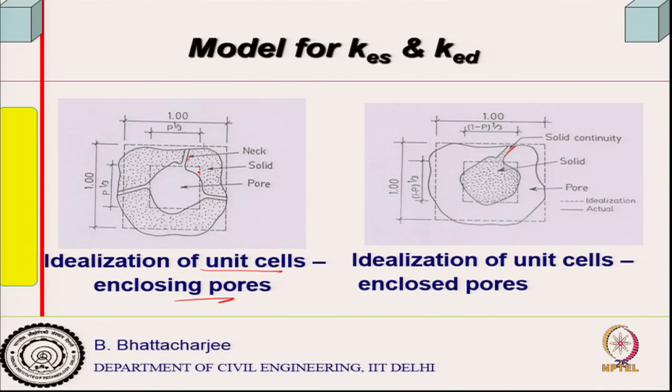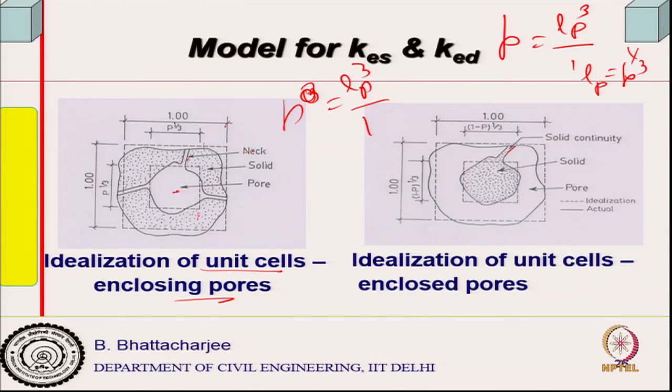If the porosity is P, porosity is the volume of pores, and the total is unity. So, P is nothing but the length cubed: if the pore length is LP, P is equal to LP cubed divided by 1, because 1 is the overall volume, the unit cube. So, LP would be equal to P to the power 1/3. One can estimate this from the porosity.